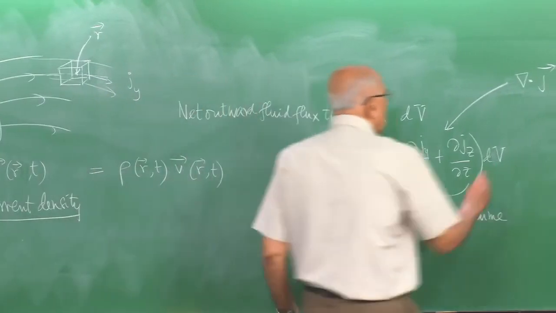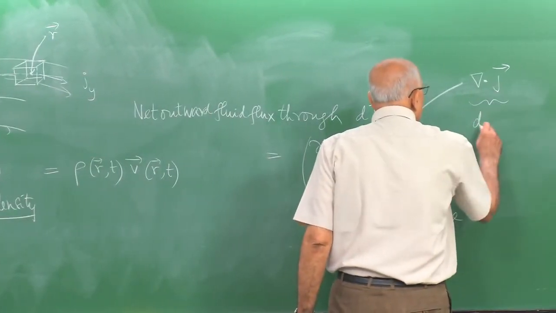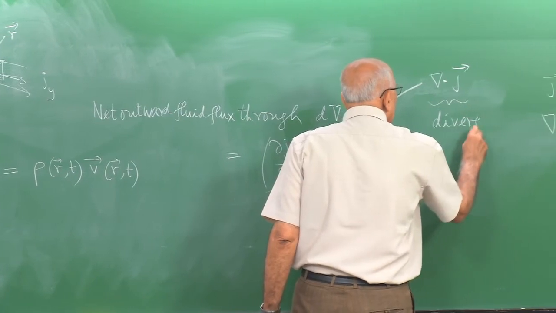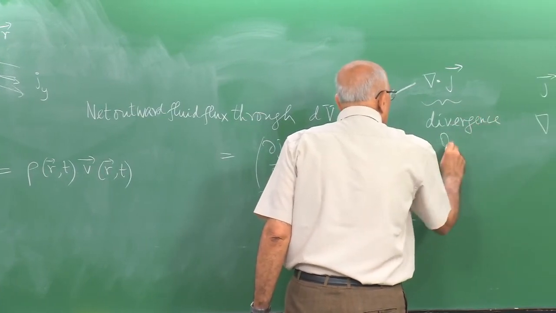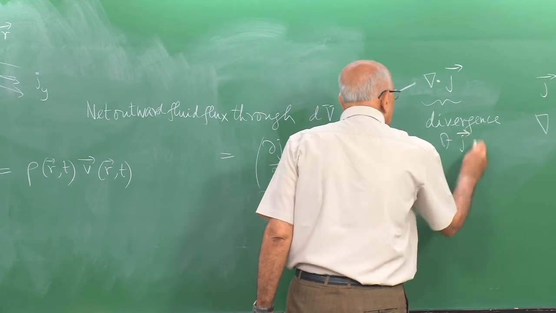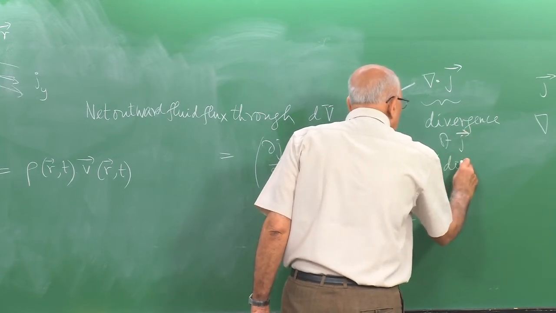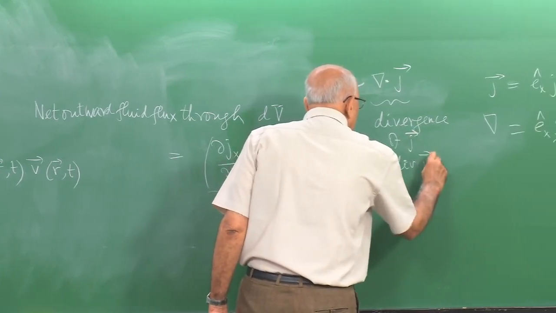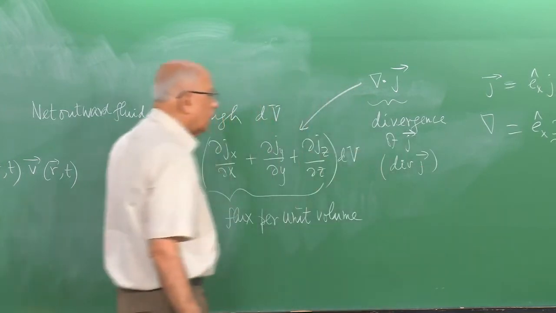This quantity is called the divergence of J, and is sometimes written as the divergence of J in words.